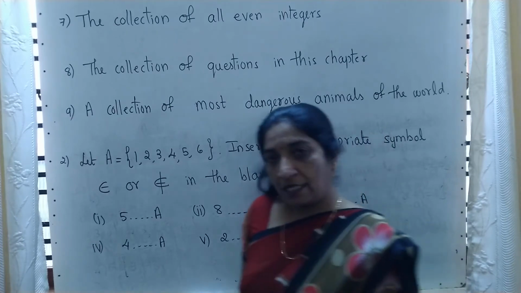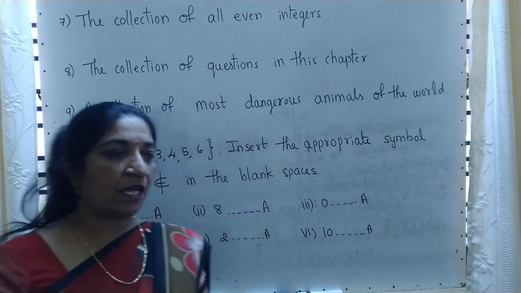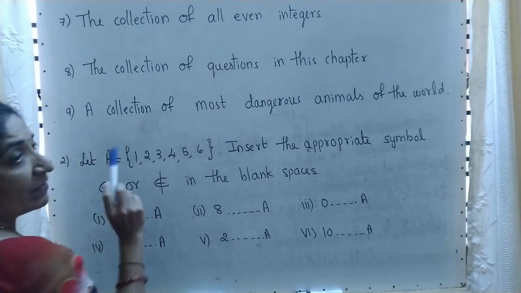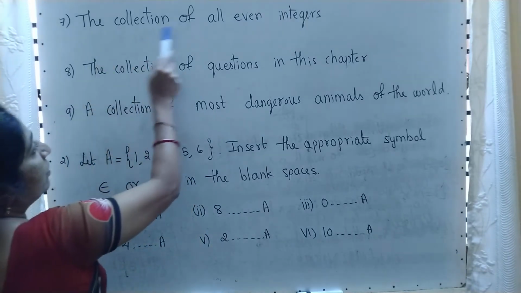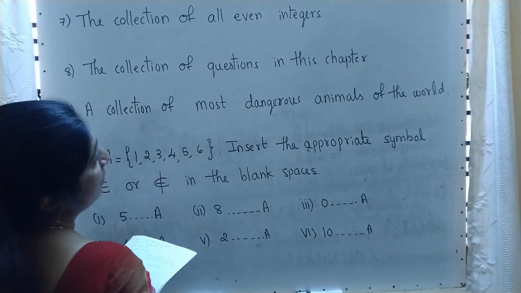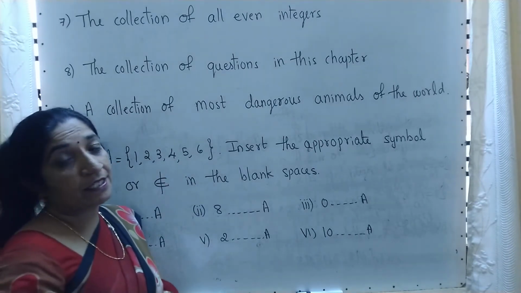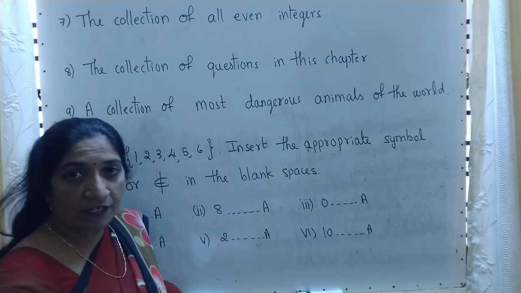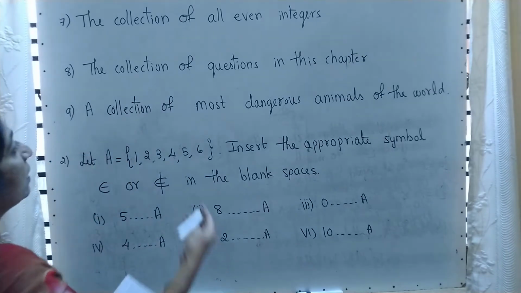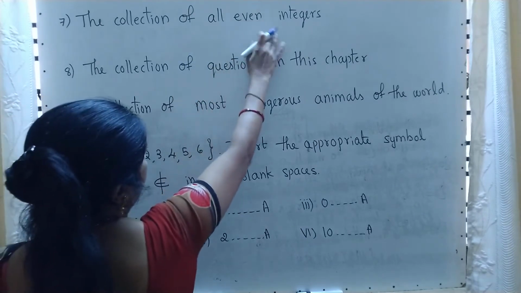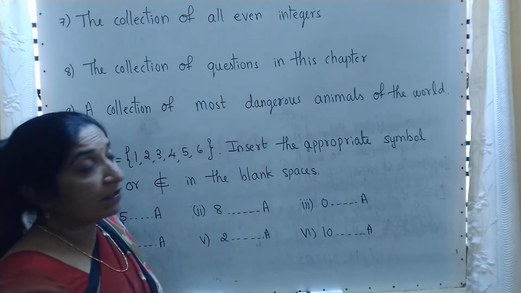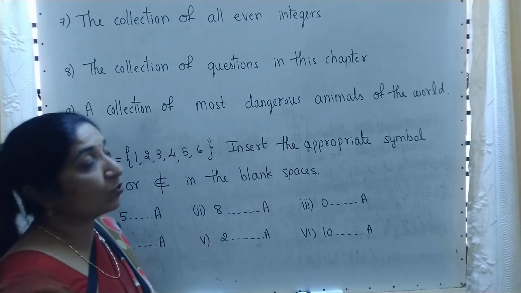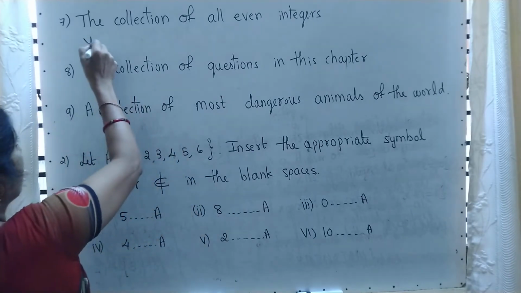So in the last class we started with the chapter sets and I gave 3 questions as an assignment, that is the homework. Now I will start with that. See, the collection of all even integers, the question is like that: just state whether the following is a set or not, justify your answer. So here, the collection of all even integers. Tell me, can you write the even integers? Can you make a list of even integers? Yes, of course we can. So it is a set.